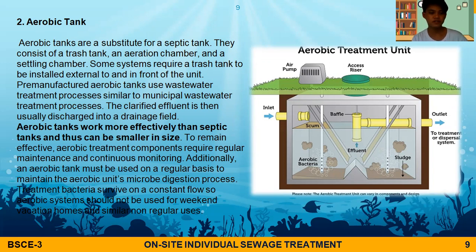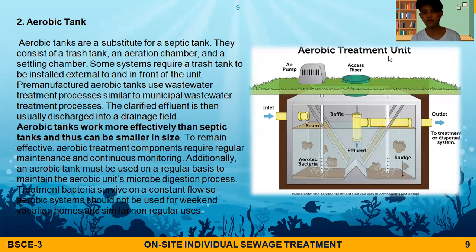Pre-manufactured aerobic tanks use wastewater treatment processes similar to municipal wastewater treatment processes. The clarified effluent is usually discharged into a drainage field. Aerobic tanks work more effectively than septic tanks and thus can be smaller in size. So mas effective ang aerobic tank tapos mas smaller size siya kaysa sa septic tanks.